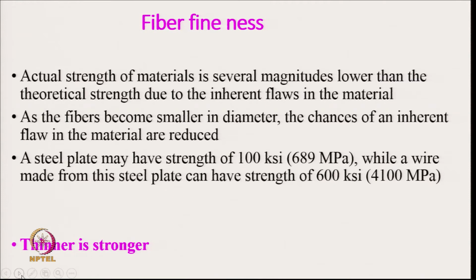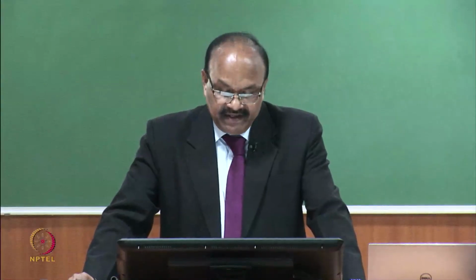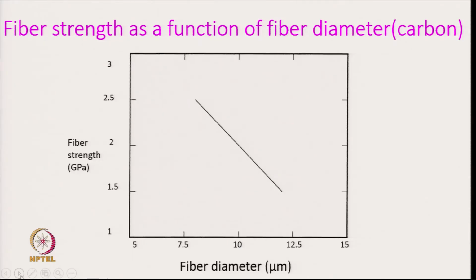A steel plate may have a strength of 100 ksi, which is equal to 689 megapascal, while a wire made from this steel plate can have a strength of about 600 ksi, which is equivalent to 4100 megapascal. That means the thinner the material, the stronger it will definitely be, and this is the relationship. As the fiber diameter increases, the strength falls, which is a textile fundamental. We can understand it very well.